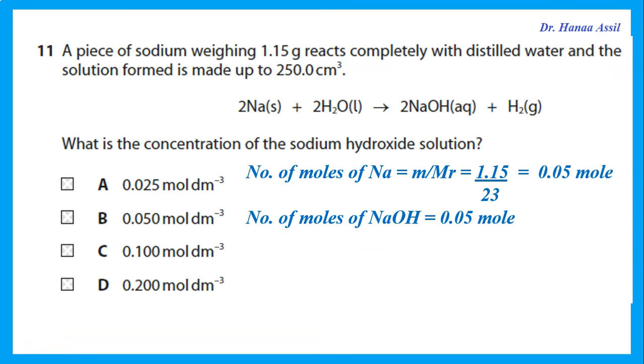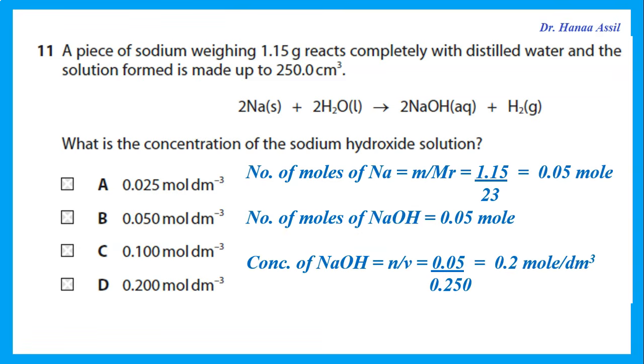So from the equation, the relationship is 2 moles of sodium gives 2 moles of sodium hydroxide. And that means the number of moles of sodium hydroxide is the same as sodium. Now we're going to put this in a volume of 250 centimeter cubed. Remember, we need to divide it by 1000 to change it to decimeter cubed. So the concentration is the number of moles over the volume.